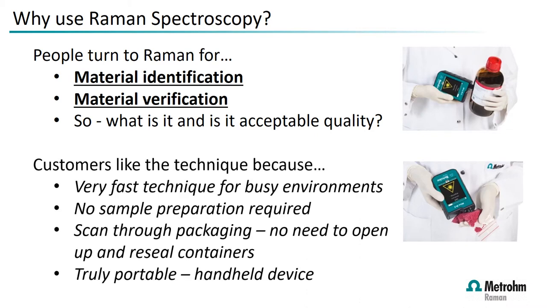Our customers like the technique because it's extremely rapid and used in busy environments. No sample preparation is required for the scanning. You can scan through packaging, which avoids the requirement to open up and reseal containers, and that includes glass and plastic, both transparent and semi-transparent. And the technique as well is truly portable. As you can see on the images on the right hand side, it is palm sized and can be used where the material identification is required.